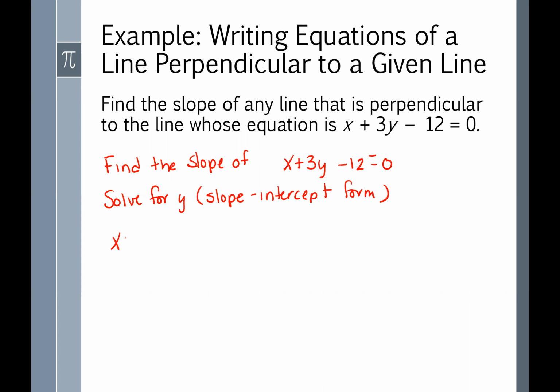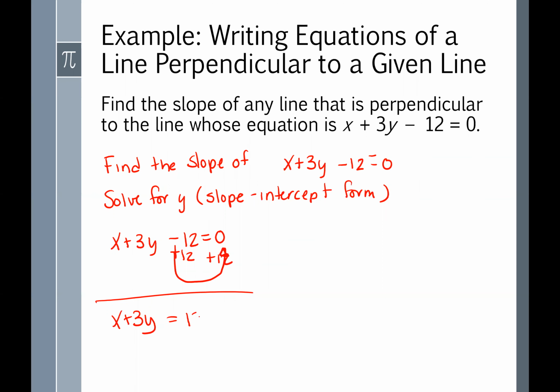Okay, so I have x plus 3y minus 12 is equal to 0. I'm going to move the minus 12 to the right by adding it. So if it's minus on the left-hand side, it's going to be plus on the right. I'm going to move the x from the left-hand side to the right by subtracting it.